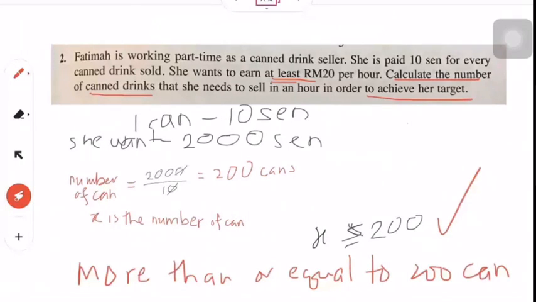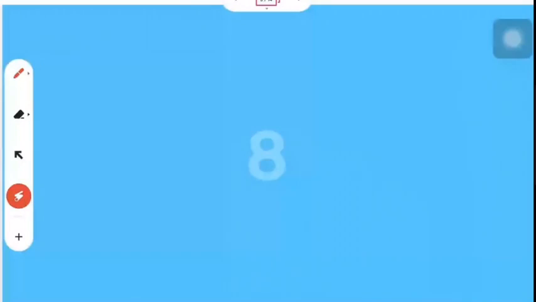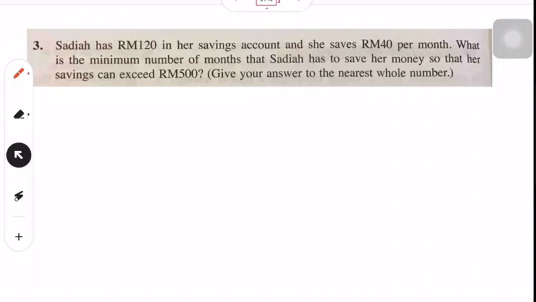Okay, any questions? How many examples did I give? There are 2, and 1 more. Okay, let's try this one. Alisa, please read. Sadia has 120 ringgit in her savings account and she saves RM40 per month. What is the minimum number of months that Sadia has to save her money so that her savings can exceed 500 ringgit? Give your answer to the nearest whole number.